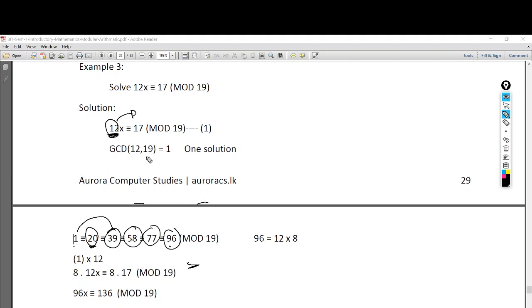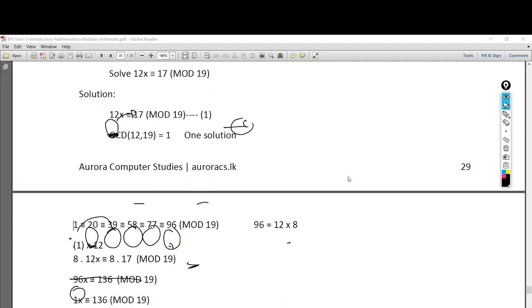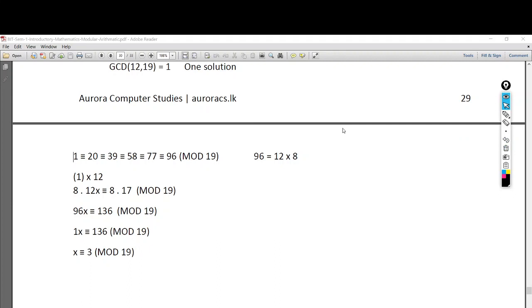Therefore, I am going to multiply 12 by 8 because then it is 96, which is congruent to 1. So I am multiplying equation number 1 by 8 so that I get 96. I know that 96 is congruent to 1. So on the other side, in this approach we don't have to find the inverse, right? So 136 is the value. So 136 mod 19 is, because 136 is bigger than 19, 136 divided by 19, what is the remainder? That is 3. Okay, so that approach is also going to work.